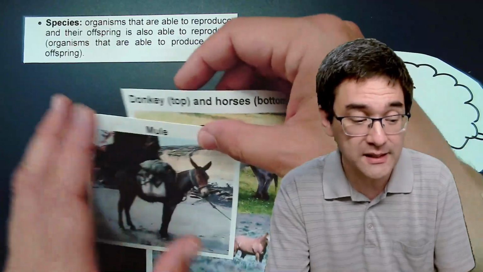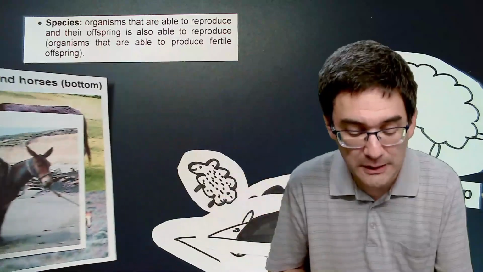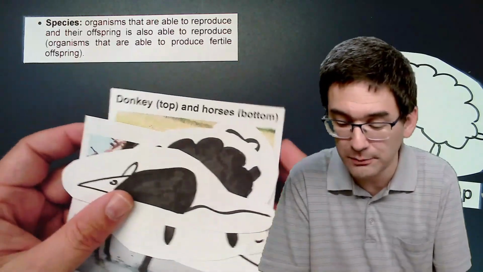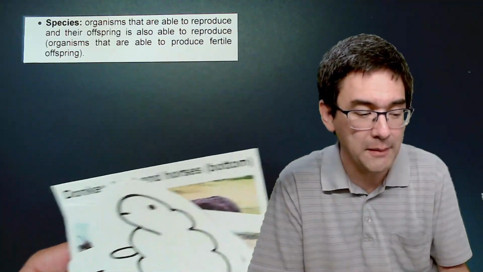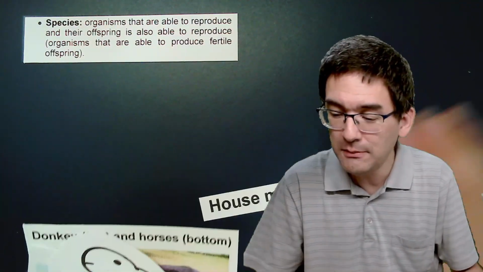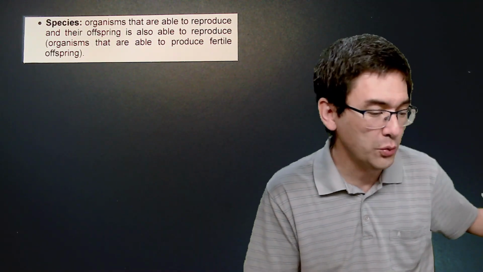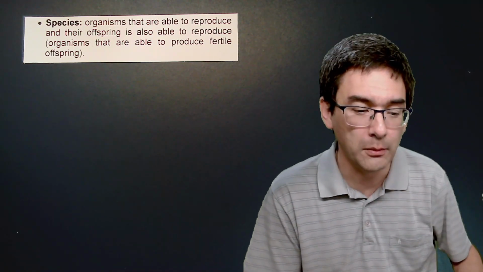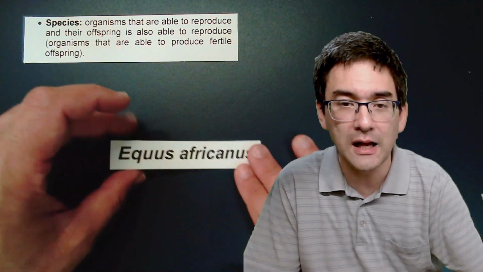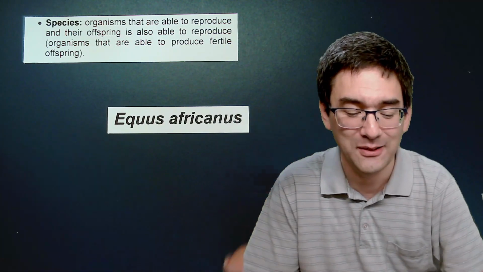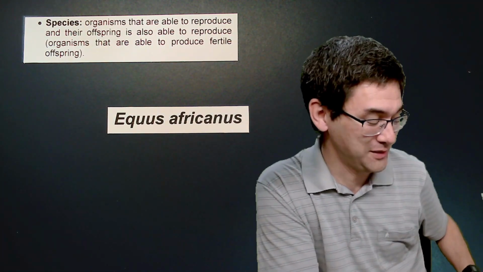So that is a very important concept here. Let me put the mice and the sheep and the donkeys and the horses and the mules all of these away now, and let's clear the desk, and let's talk a little bit about the naming of organisms. And look, I'm going to now show you a name that you probably have already seen before. Equus africanus. What is that? Well, as a matter of fact, that is the donkey that I just talked about.